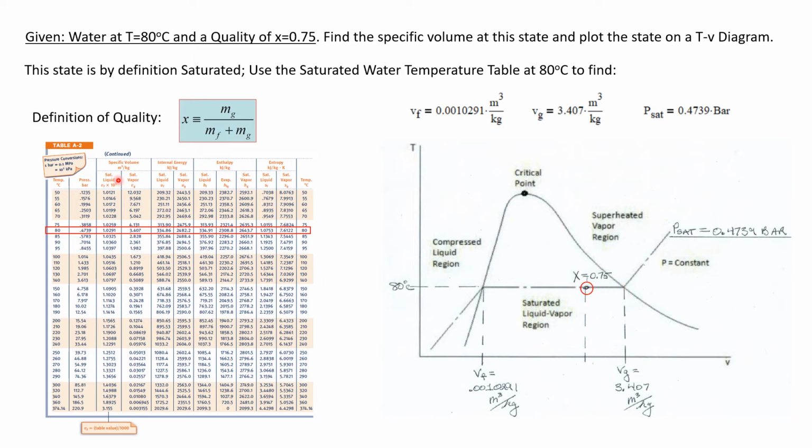Now we can also come back to the table, to the specific volume columns, and we get the specific volume of the saturated liquid, v sub f, is 0.0010291 cubic meters per kilogram. And we see that the saturated vapor has a specific volume of 3.407 cubic meters per kilogram. Okay, and so the specific volume of this state is going to lie between these two values. And we'll look next at how to calculate that.